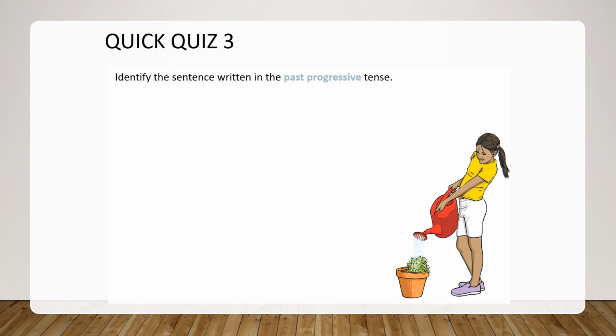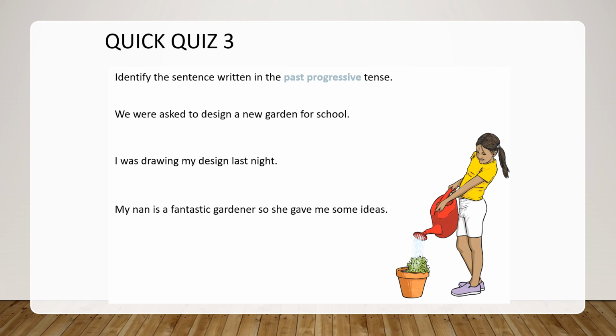Identify the sentence from the ones below that was written in past progressive tense. We were asked to design a new garden for school. I was drawing my design last night. My nan is a fantastic gardener, so she gave me some ideas. And I hope that my design is chosen. If you picked I was drawing my design last night, you would have been correct.